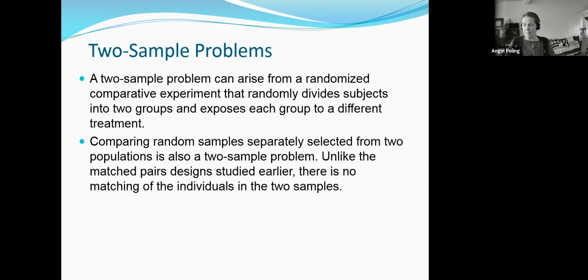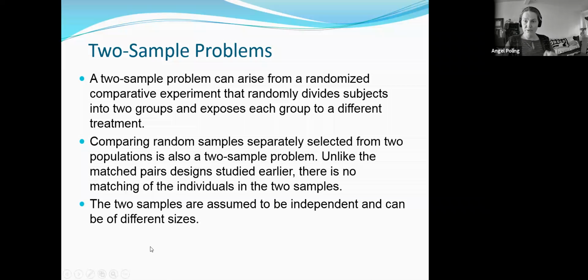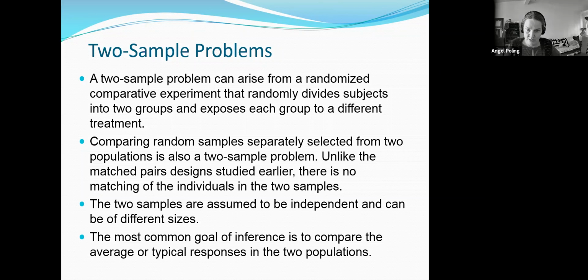So we have these two different types of two sample problems. The two samples are assumed to be independent and can be of different sizes. So like, you have 100 dogs and you only have 75 cats, but that's okay. The most common goal of inference is to compare the average or typical responses in the two populations.